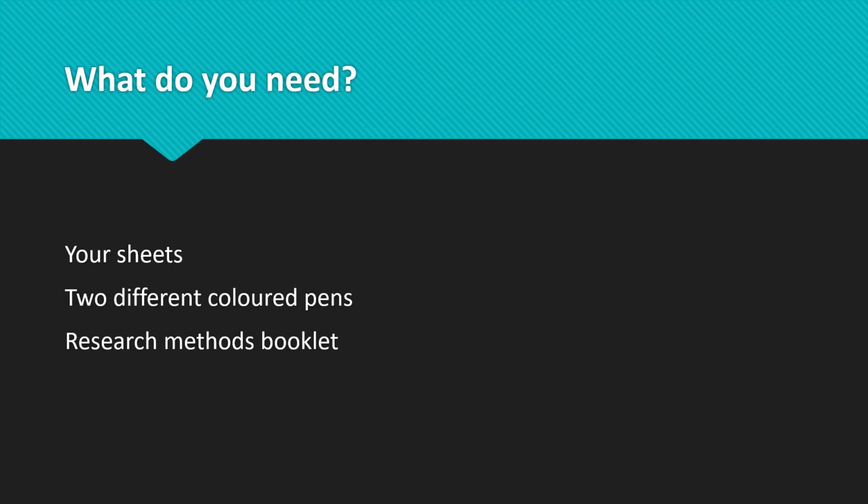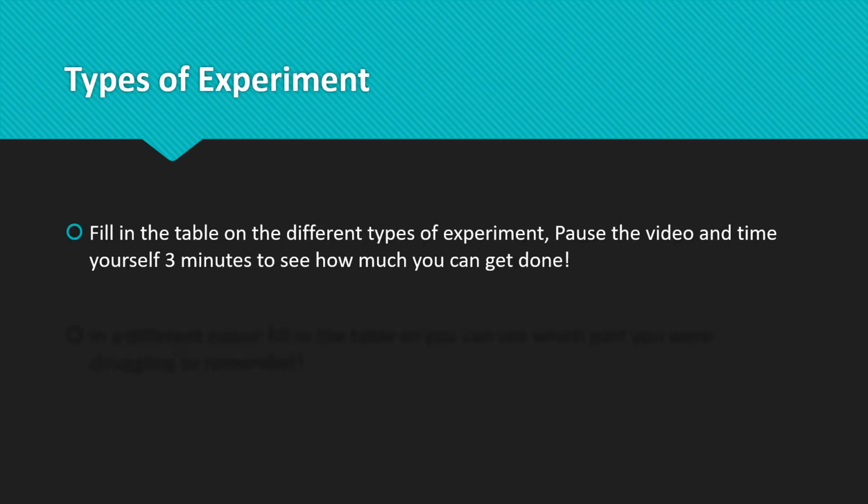So let's get started. First of all, the first table I want you to fill in is about the different types of experiment and the different experimental designs. So pause the video, try and time yourself about 3 to 4 minutes, see how much you can get done. So experimental methods, experimental designs, what is the definition and descriptions? Give yourself a few minutes and pause the video whilst you are doing it.